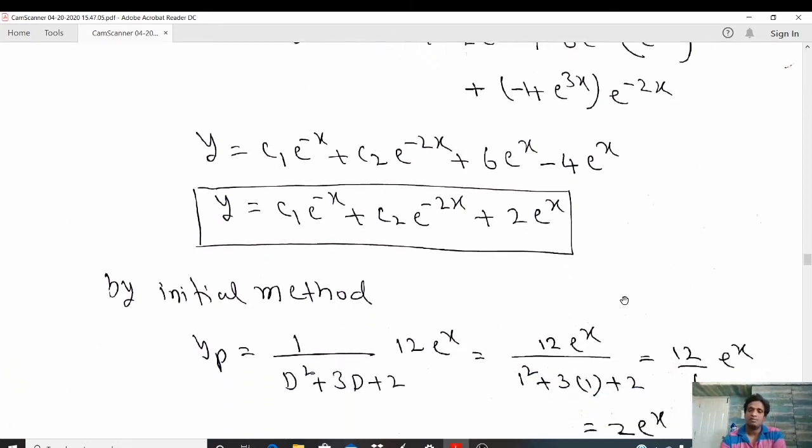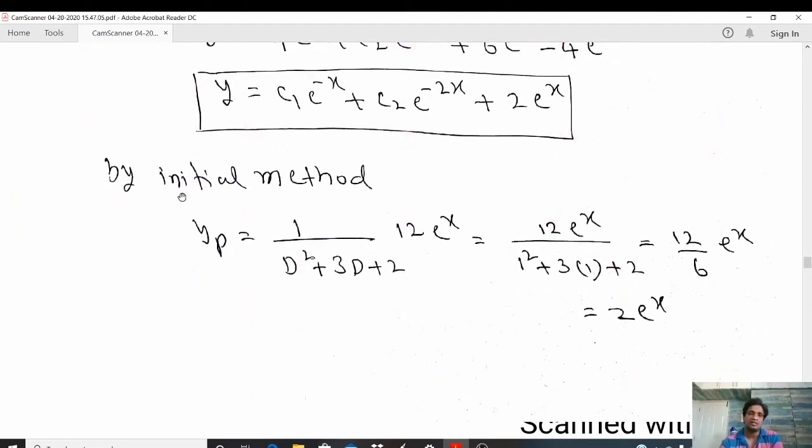Okay. Here I have mentioned the initial method. That means in the previous units we also found how to find yp for 12 e power x, that is 1 by d square plus 3d plus 2. Whenever q is equal to e power ax, we substitute d is equal to a, if and only if it is not equal to 0. Here if you substitute 1 instead of d, it won't be 0. 12 e power x by 1 square plus 3 plus 2. So the value becomes 12 by 6 e power x, that is 2 e power x, which is the same as 2 e power x. Okay.